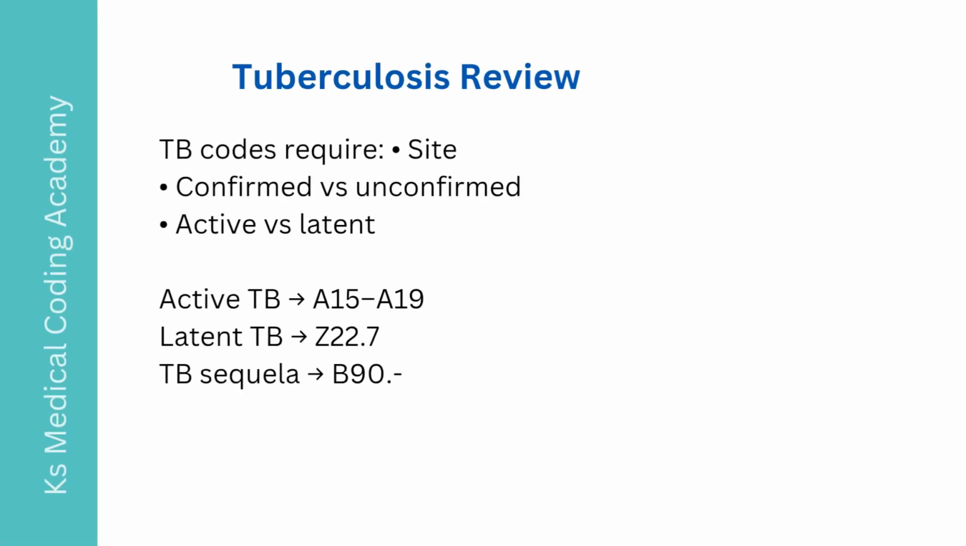Tuberculosis review. Tuberculosis coding requires identification of the site, confirmation status, and whether the disease is active or latent. Active TB is coded from A15 through A19. Latent TB is coded as Z22.7. Sequela of TB is coded from category B90.